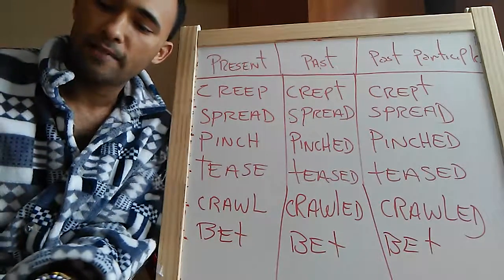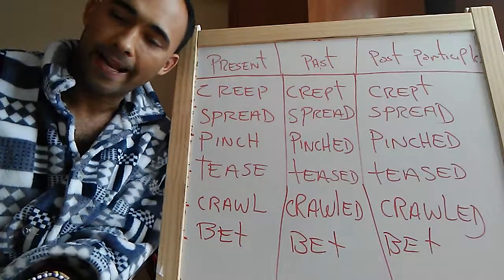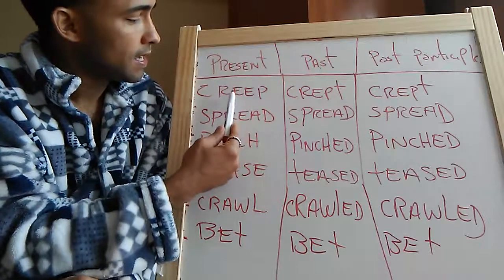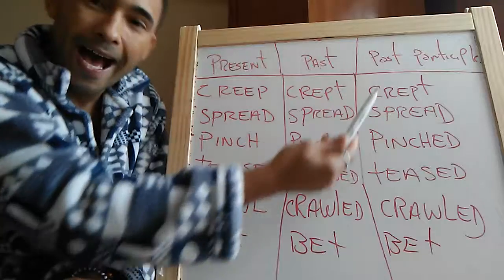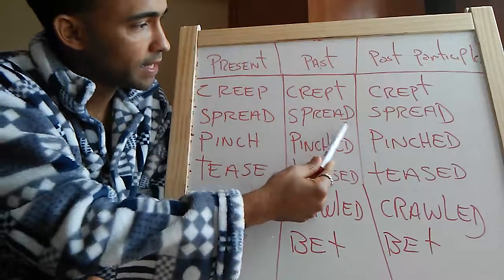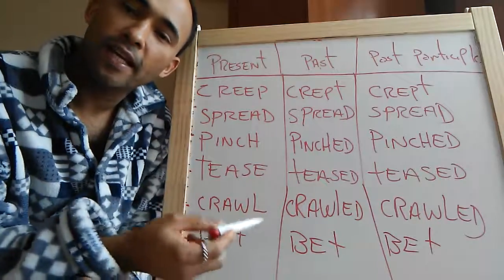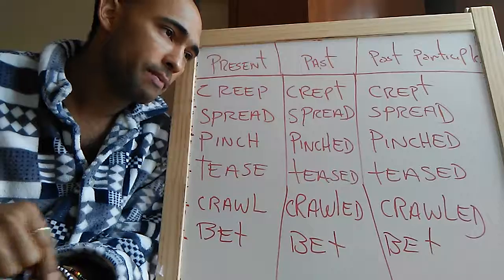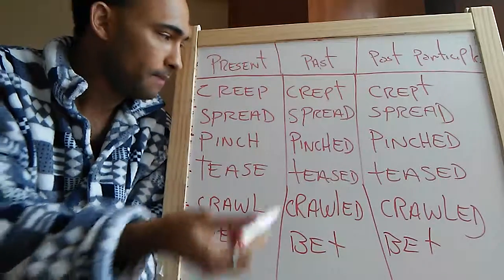Que significa en inglés simplemente arrastrarse. Creep en inglés significa arrastrarse. Arrastrar, arrastró, arrastrado. Spread, spread, spread. Spread significa en inglés simplemente untar la mantequilla en el pan, untar algo, etcétera, etcétera.